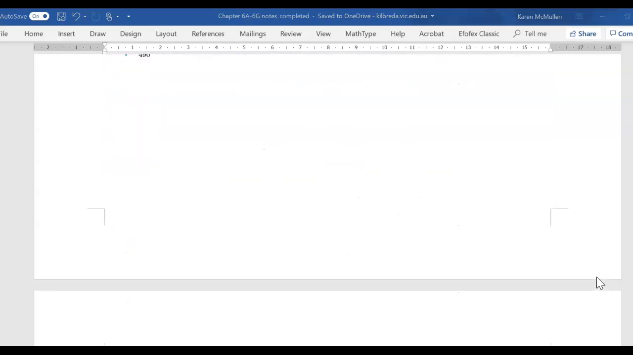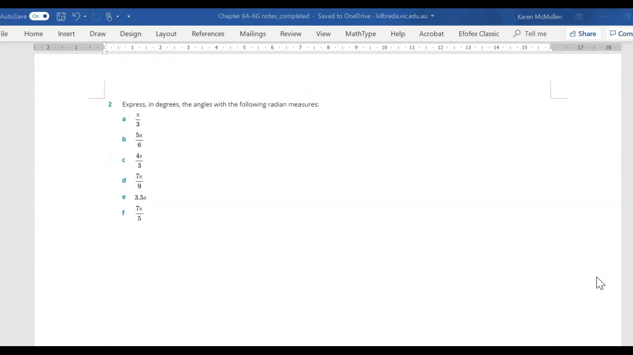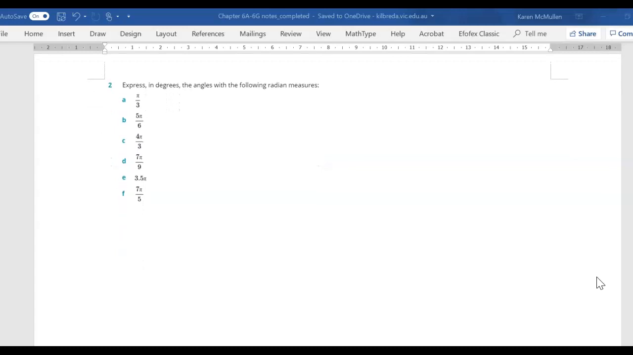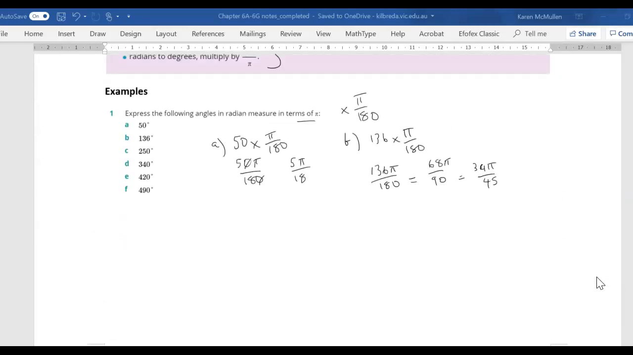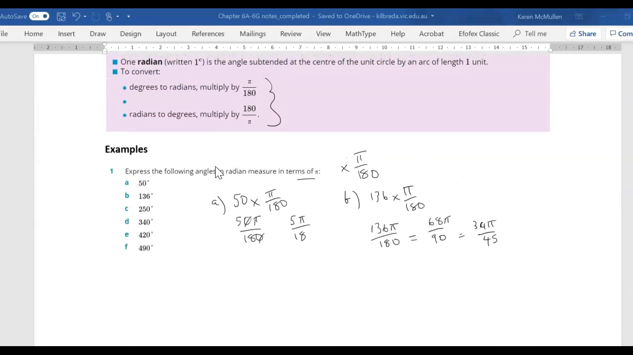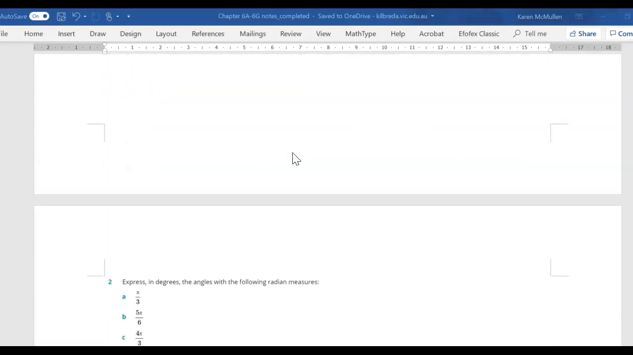All right, so I'm going to move on to the next question because we don't really need to spend too much time doing that. It's just simple conversion. For question 2, we're doing the other way around. So this time, we've got radians and we're putting it into degrees. So if I just go back up to our little pink box, radians to degrees, we're multiplying by 180 over pi. So just the reciprocal of before.